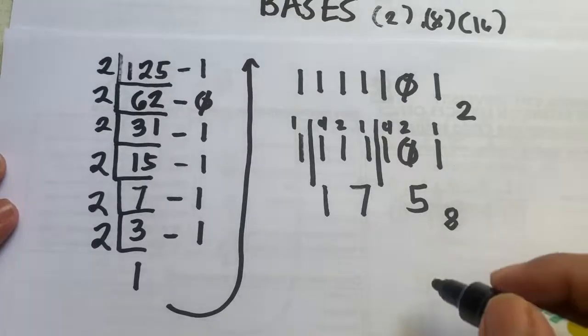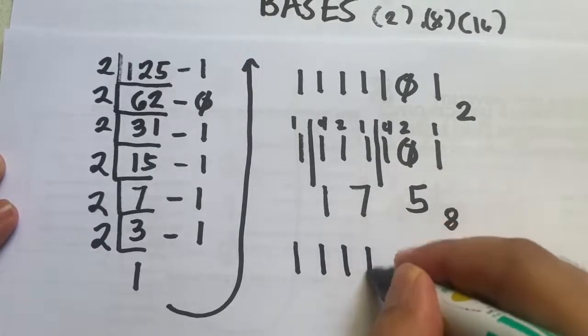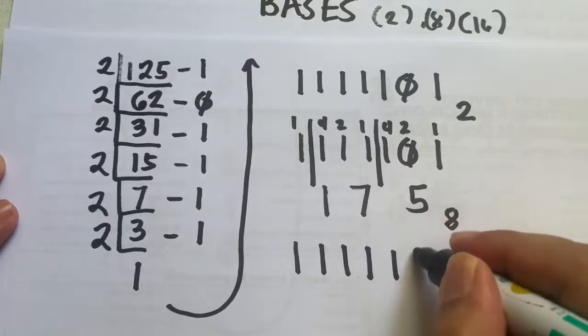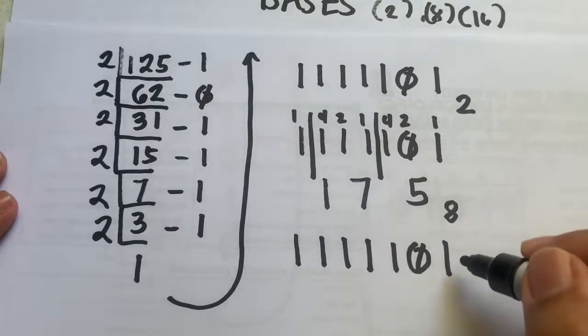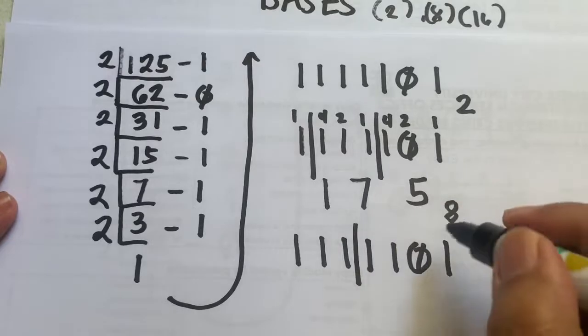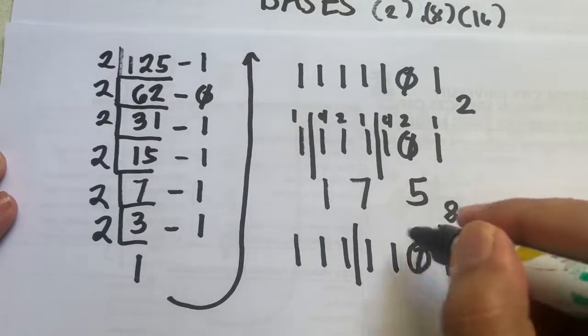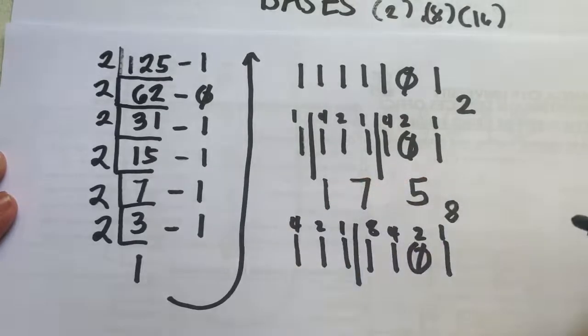To get the hexadecimal, again, we're going to use the binary equivalent 1, 1, 1, 1, 1, 0, 1. This time, we are going to group the numbers into 4, starting from the right. So we count 1, 2, 3, 4, group. Again, we use the positional value 1, 2, 4, 8. Then we have 1, 2, 4.